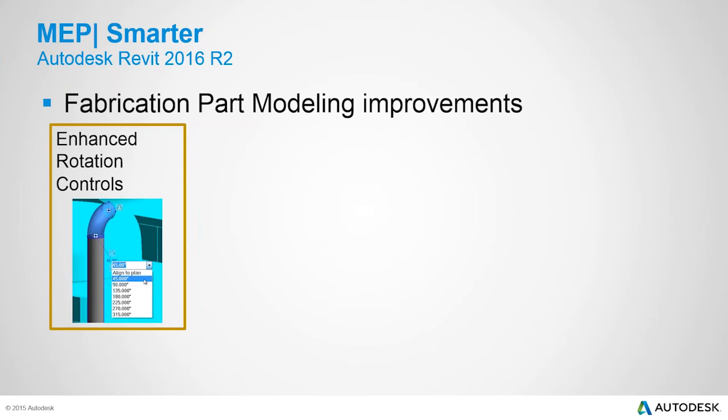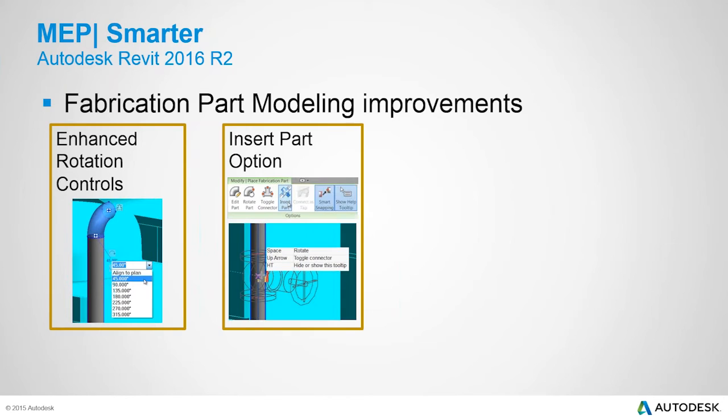Another improvement we've found is the insert part option. This command makes it easy to place inline parts such as valves, dampers and T's into existing runs of straight segments. You can more easily place T's, valves and dampers into modeled runs, and it enables you to model fabrication level parts more efficiently in the part placement.